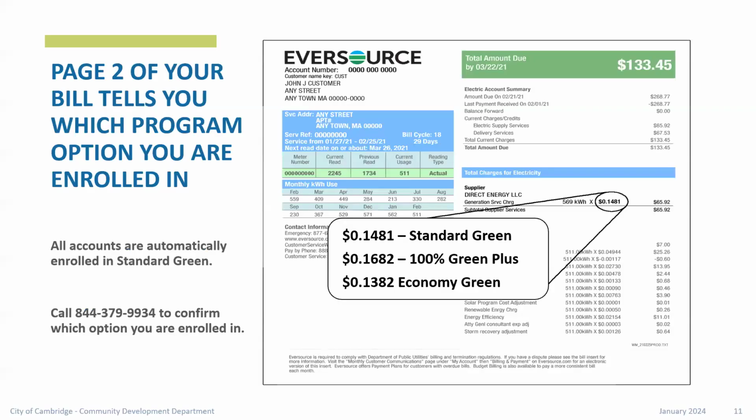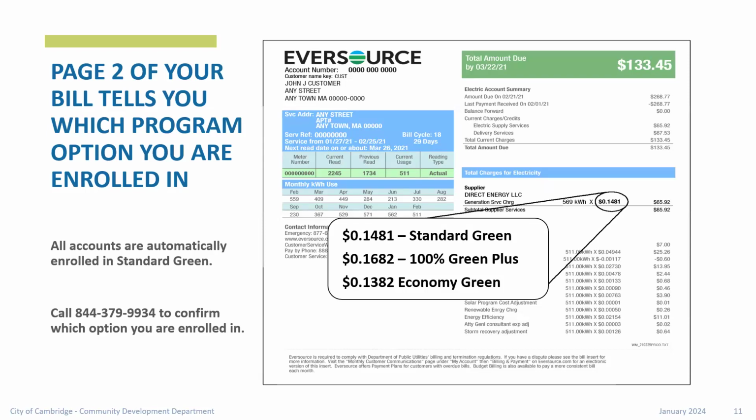Okay. So, confirming which one you're enrolled in. This is the backside of your bill. You should see what essentially looks like a little math equation, which will show your total kilowatt hours. In this case, on the sample, it's 569 kilowatt hours times a rate that's displayed as a decimal. On this sample bill, the rate is 0.1481. That would correspond to the standard green option, which we refer to as 14.81 cents per kilowatt hour.